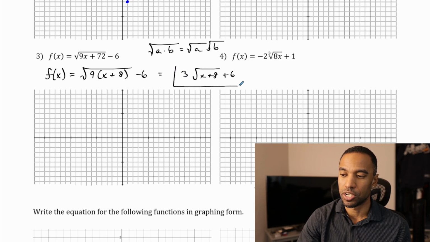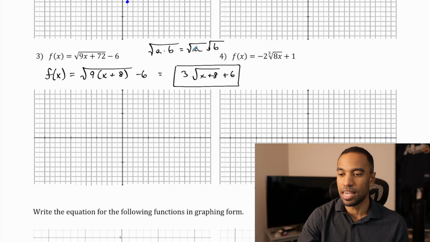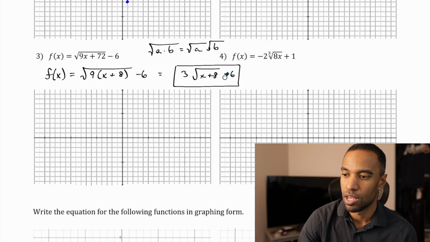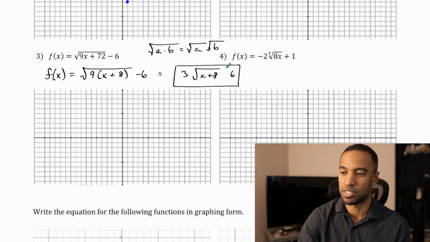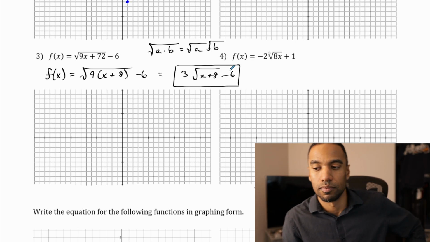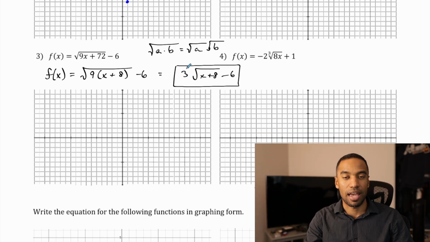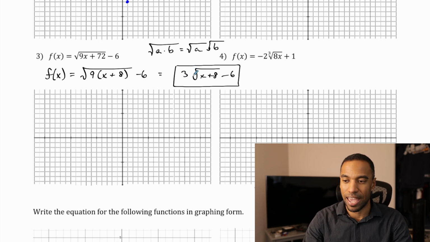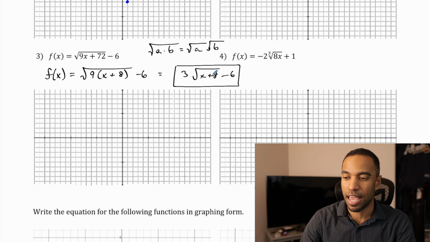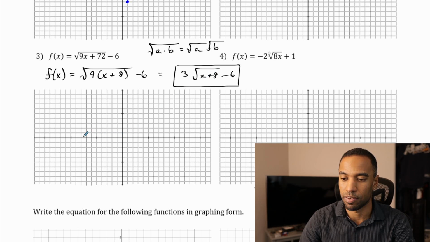So this function ends up actually looking like this. 3 times the square root of x plus 8. Oh, not plus 6. I'm sorry, that's a minus 6. 3 times the square root of x plus 8 minus 6. Like that. So this is now that graphing form where you have a times the square root of x minus h plus k. Now the x minus h is a plus 8. That's a negative 8. 1, 2, 3, 4, 5, 6, 7, 8.